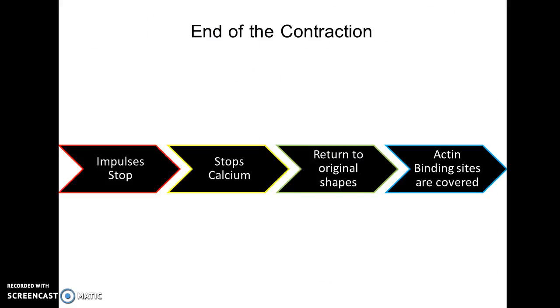The final stage of a muscle contraction is the ending of the contraction. The impulse is now stopped, which means impulses have stopped reaching the sarcoplasmic reticulum, meaning calcium isn't being released anymore. This means that the tropomyosin and the troponin will turn back to their original shape and cover up the actin binding sites.